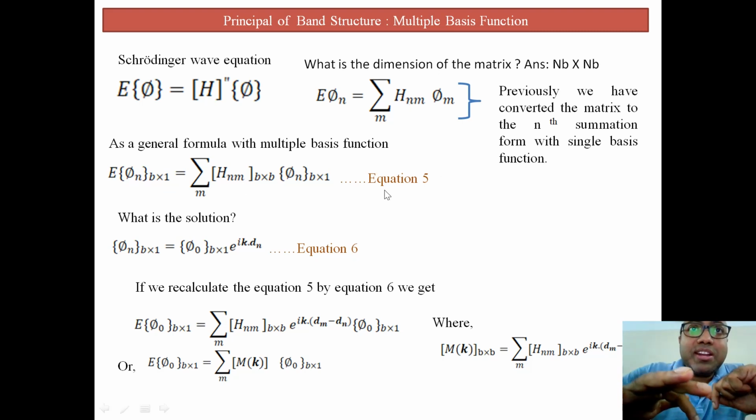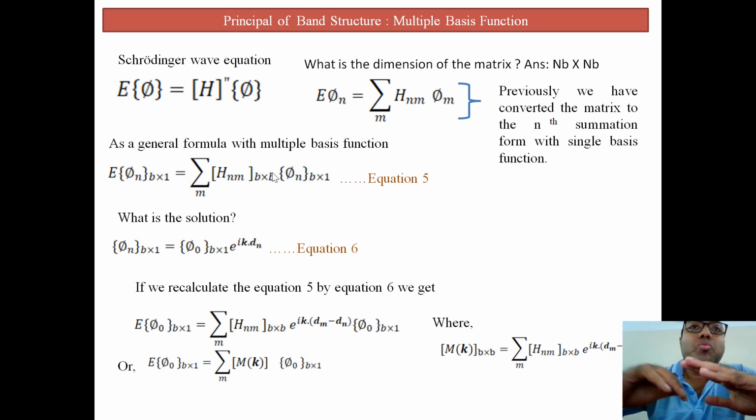Now this is my general expression, and how to come back from here to here. Sorry, it is very easy. If you consider b equal to 1, you see this is actually a column matrix. b equal to 1 means 1 cross 1, that is a single component, that is E phi n. Similarly h and m, b cross 1, if it is a single basis function, so 1 cross 1 is a single component, like that, and phi n. So you see, it is a kind of general expression which considers the number of basis functions.